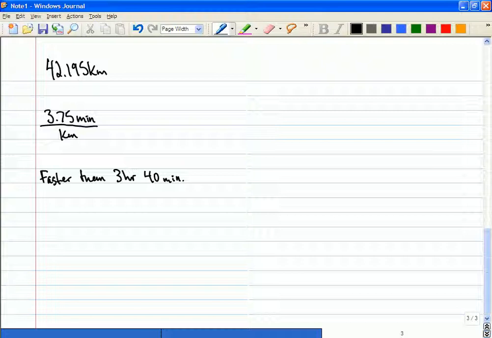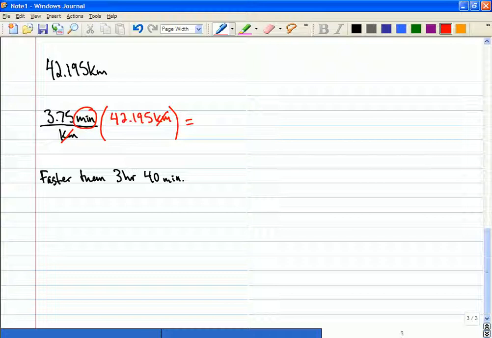Multiply the 3.75 according to the number, and then you get minutes. Okay, so one suggestion that's come up so far is to multiply her pace by 42.195 kilometers. Then kilometers would cancel, and we'd be left with how many minutes it will take her to run the Boston Marathon. So that's one definite way we could answer this problem.